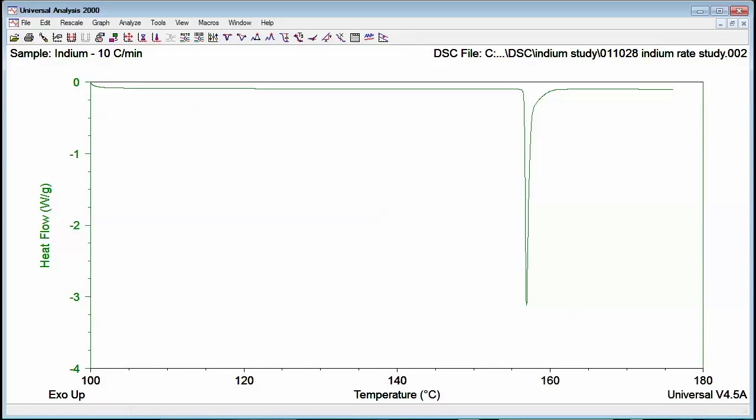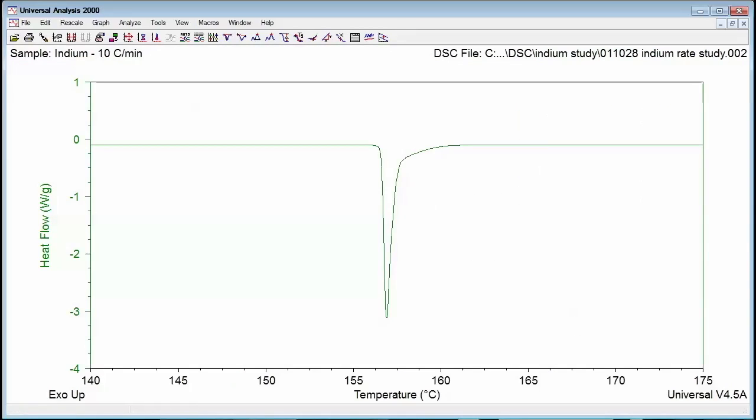Make sure the data is scaled so that you can determine the baseline on each side of the indium melting peak. Then use the peak integration function to calculate the peak area and onset temperature for the melting transition. The literature value for the indium heat of fusion is 28.71 joules per gram. Your measured value should be very close to this.